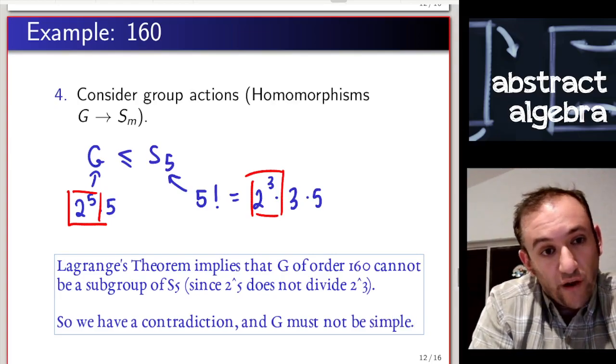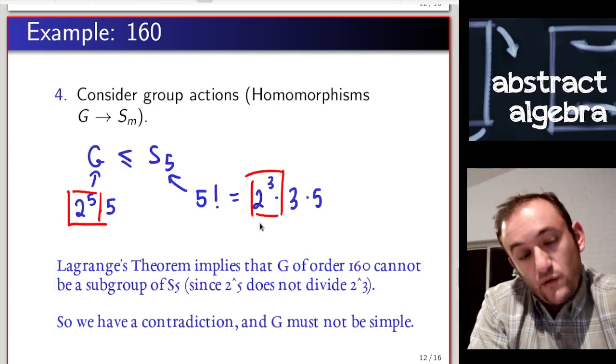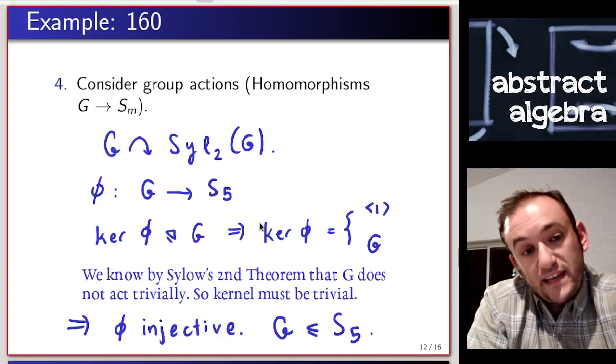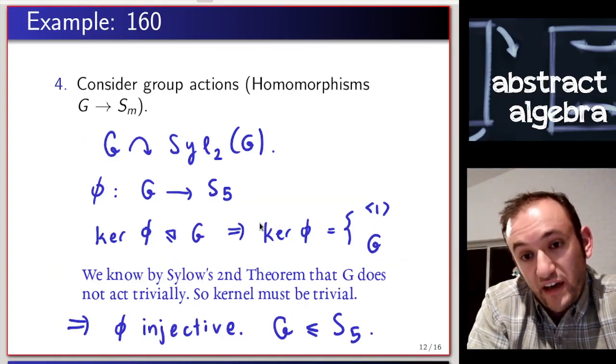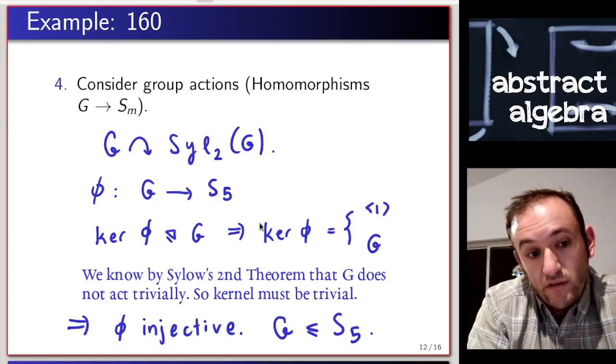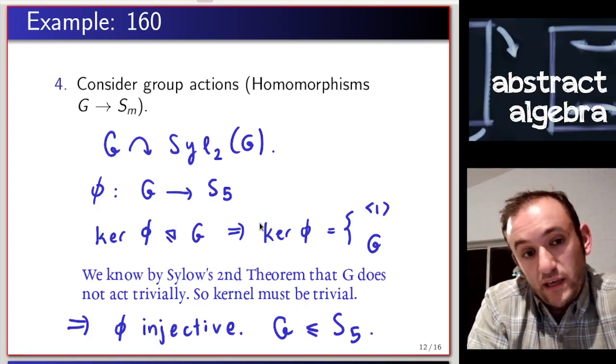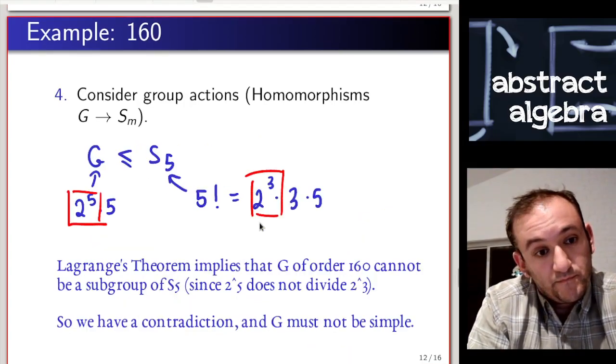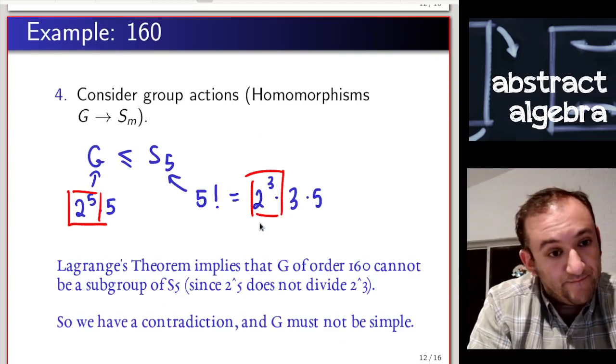So in particular, where does the contradiction come? Well, when we suppose that n2 could be equal to 5, we get this induced homomorphism to S5, which results in a contradiction. So it can't be that n2 is equal to 5, and it must be that n2 is 1.